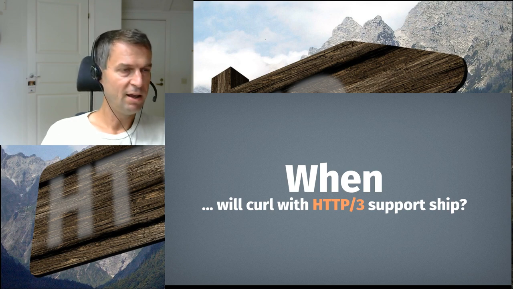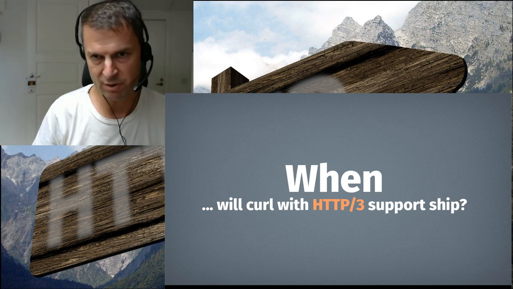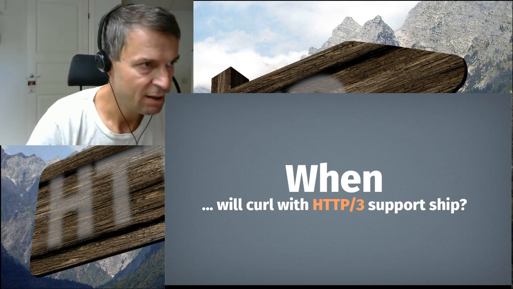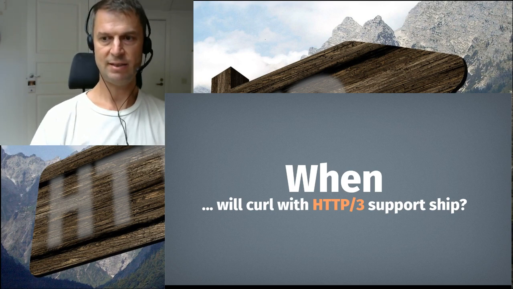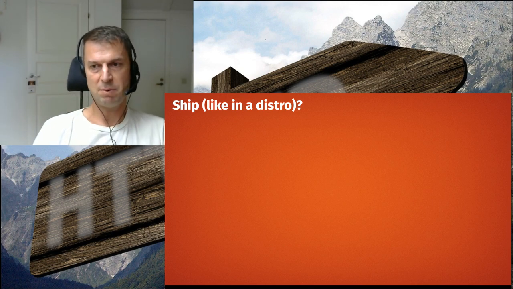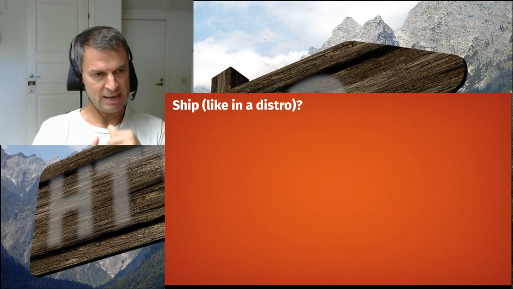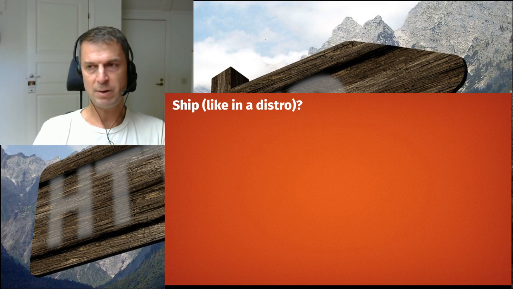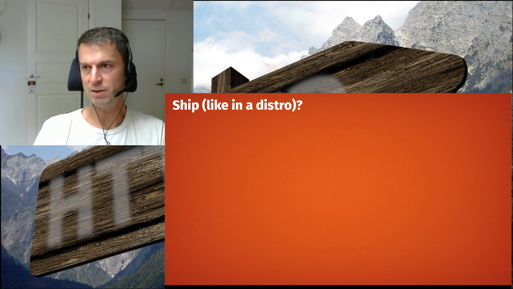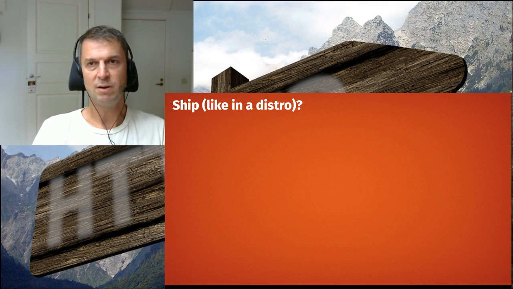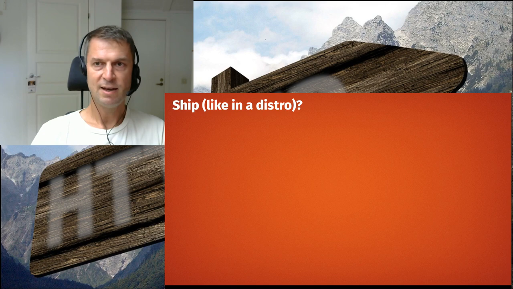Okay, so when will curl with HTTP3 support ship? Right? When will this happen? Yeah. Easy question, hard to answer. There are a lot of moving parts in HTTP3 land. Ship? What does ship mean? I decided to consider ship as in when a distro might have this enabled for HTTP3. I mean, you can build it now, right? And ship it with your stuff if you like. I wouldn't suggest that is a good idea, but you can. But so when will this appear in a distro?